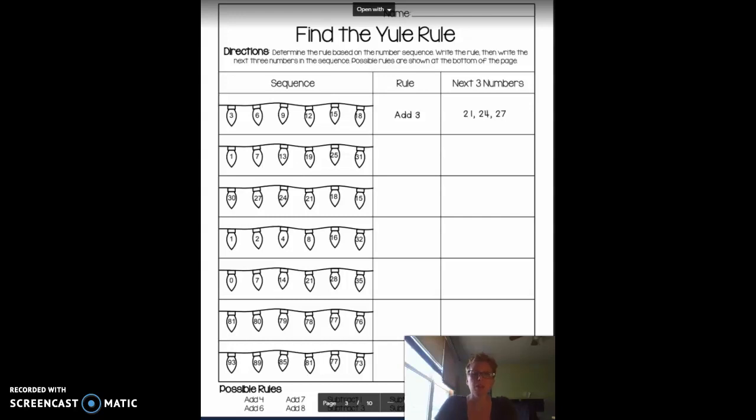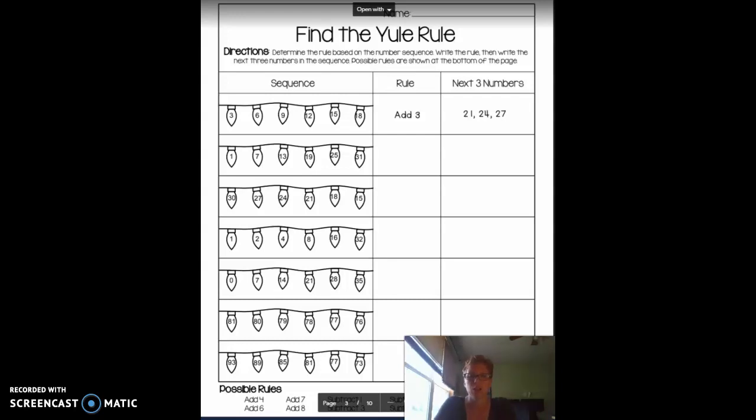For this activity, we are going to work off of this page in the back of your packet. It's called Find the Yule Rule. I want you to gently tear it out and put your name, number, and date on it. And let's discuss what we are going to do. By the way, the name Yule means Christmas, and we've got some Christmas lights here. That's why it says Yule Rule.